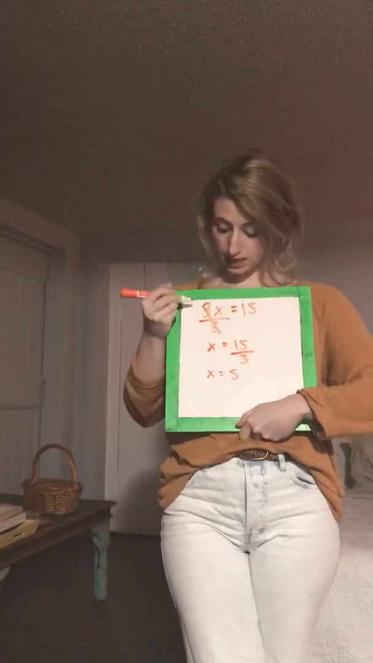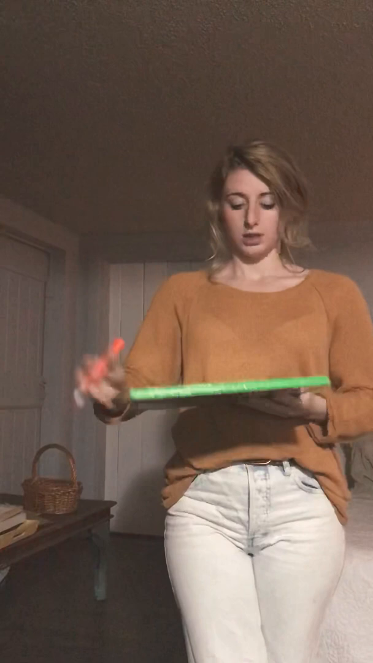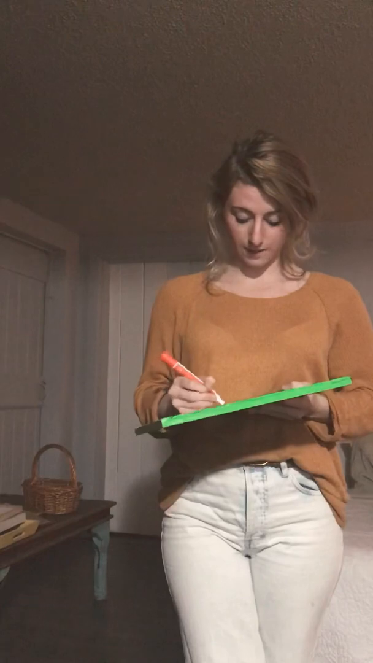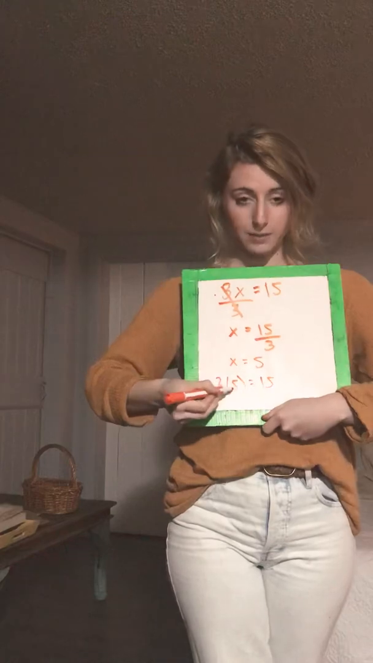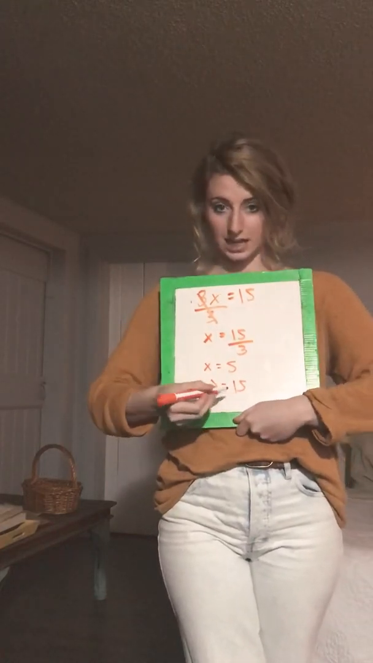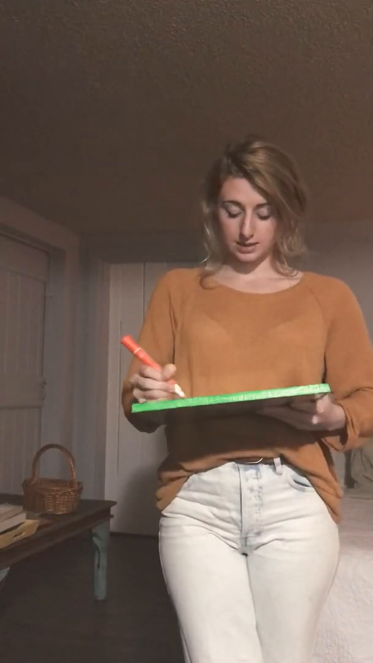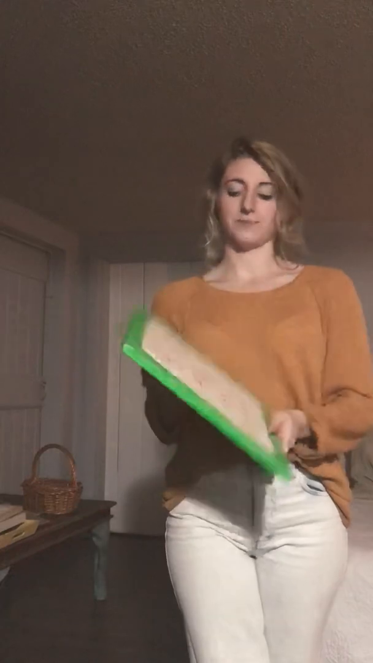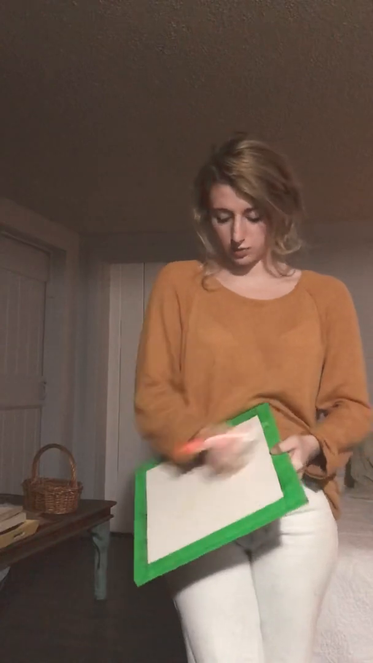Now we need to plug it back into the very first equation that we started with. And we need to make sure that it's true. So 3 times 5 equals 15. And it will be written like this. 3 multiplied by 5 equals 15. Is that statement true? Yes. So x equals 5. Right there. Okay.